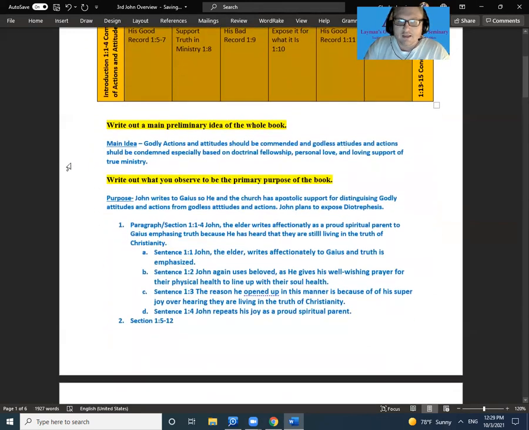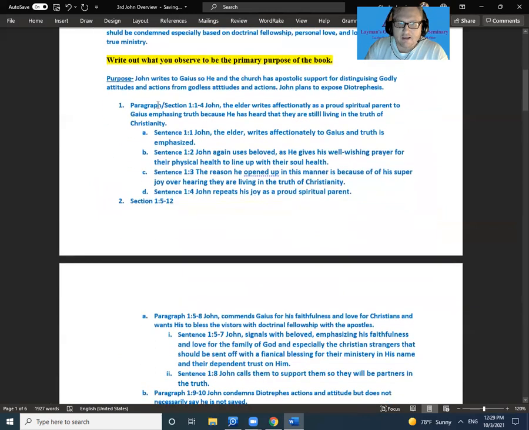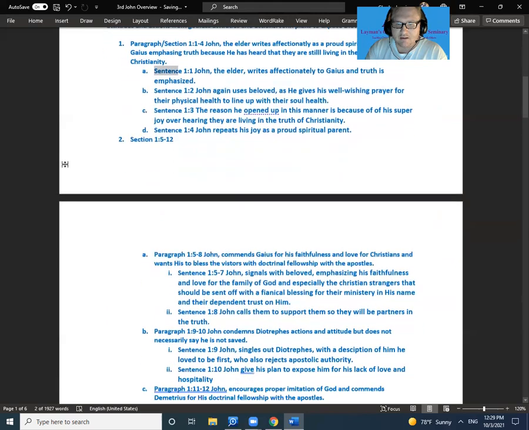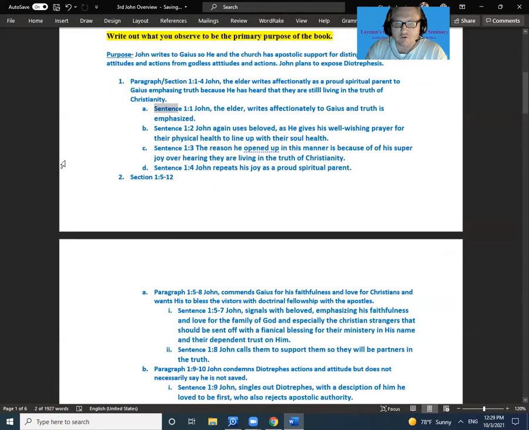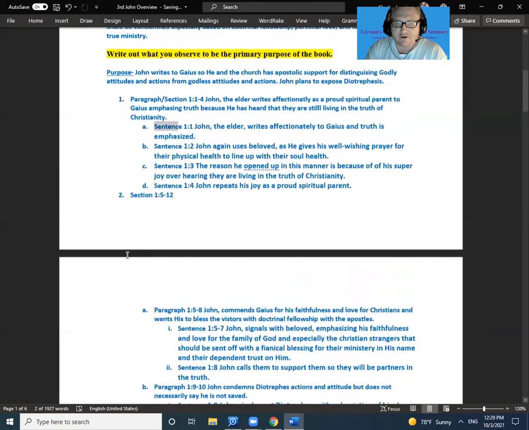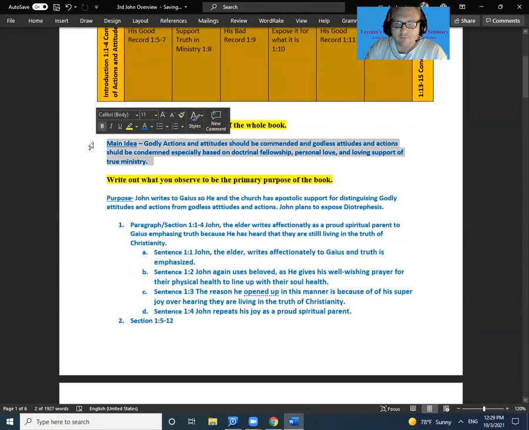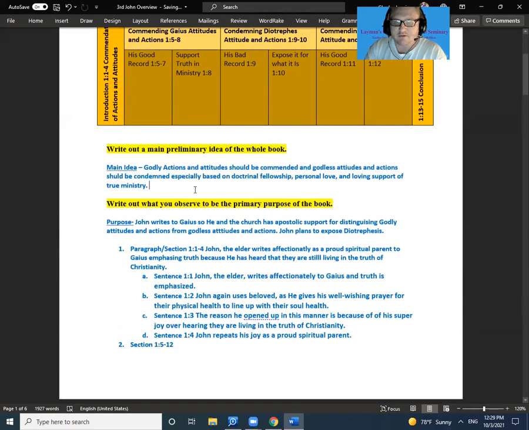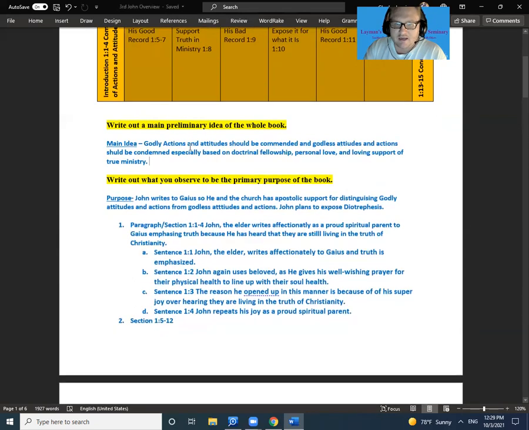All right. Then here's the outline that I mentioned before. I keep the word paragraph to remind me of what level I did everything at. Sentence, the same thing. A person doesn't have to do that. And then, of course, you would take all your paragraph summaries together and make your main idea summary for the book. And so my preliminary and tentative main idea summary for the book of 3 John is godly actions and attitudes should be commended and godless attitudes and actions should be condemned, especially based on doctrinal fellowship, personal love, and love and support for true ministry.